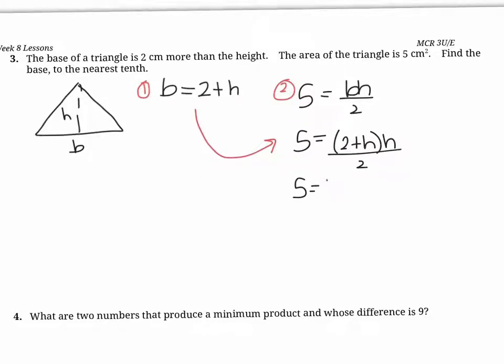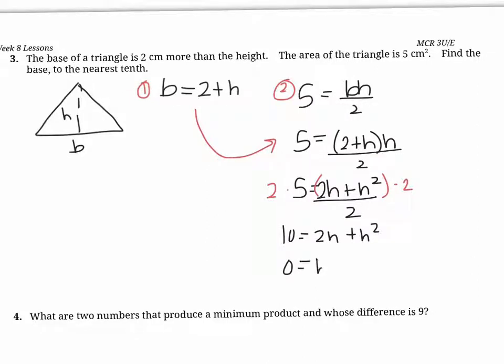Let's keep expanding this and simplifying. So we've got 2h plus h squared divided by 2. I'm going to get rid of the divided by 2 just by multiplying by 2 on both sides. So I've got 10 is equal to 2h plus h squared. And let's keep simplifying this. 2h, and then we have minus 10.